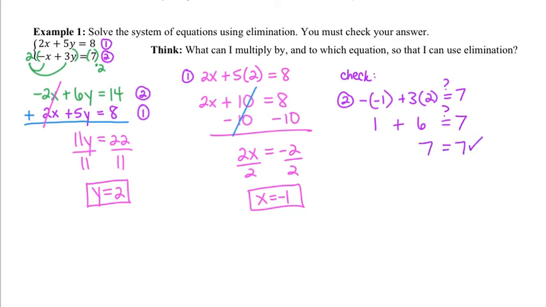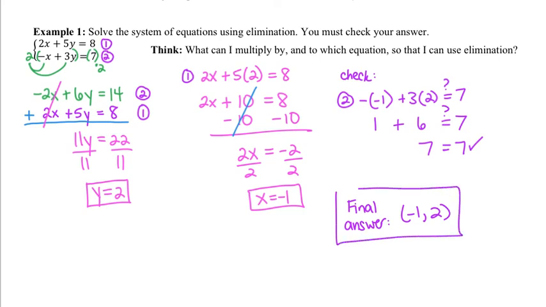And we're good. And then, as always, our final answer needs to be written as a coordinate point. So negative 1, 2, because we write our x first. And that's it. And that's using elimination where we had to multiply first. All right, that's it for example 1.